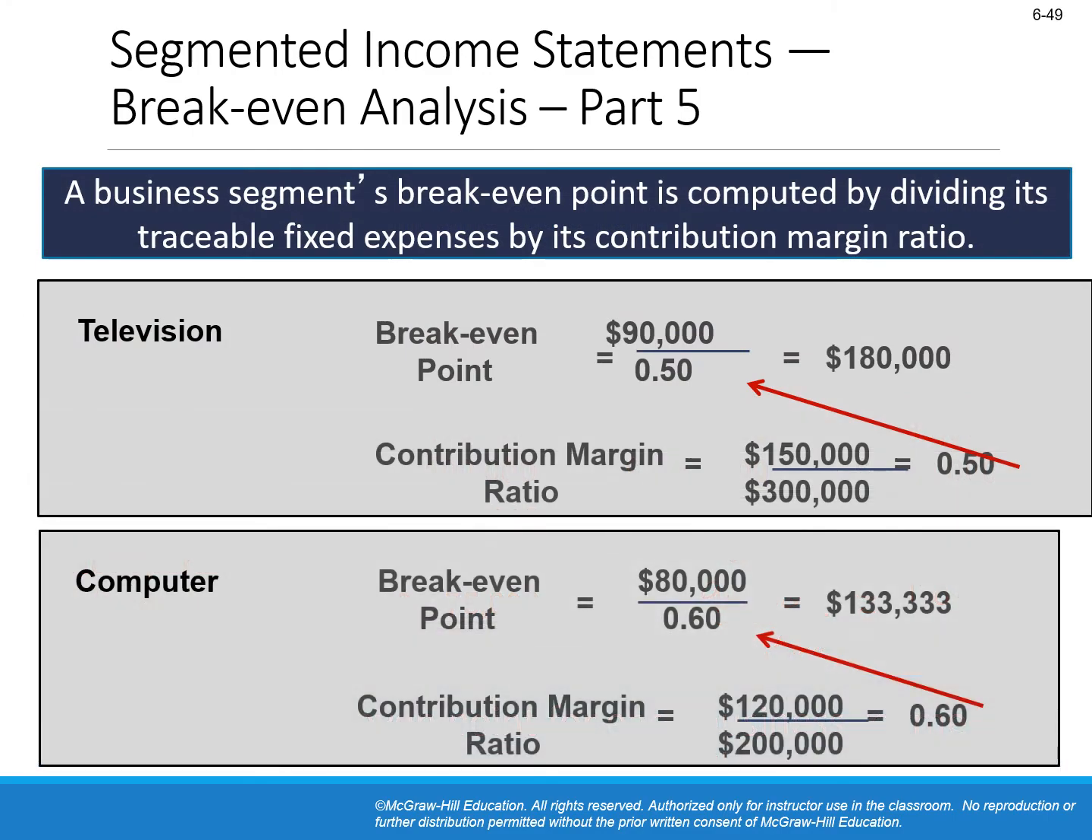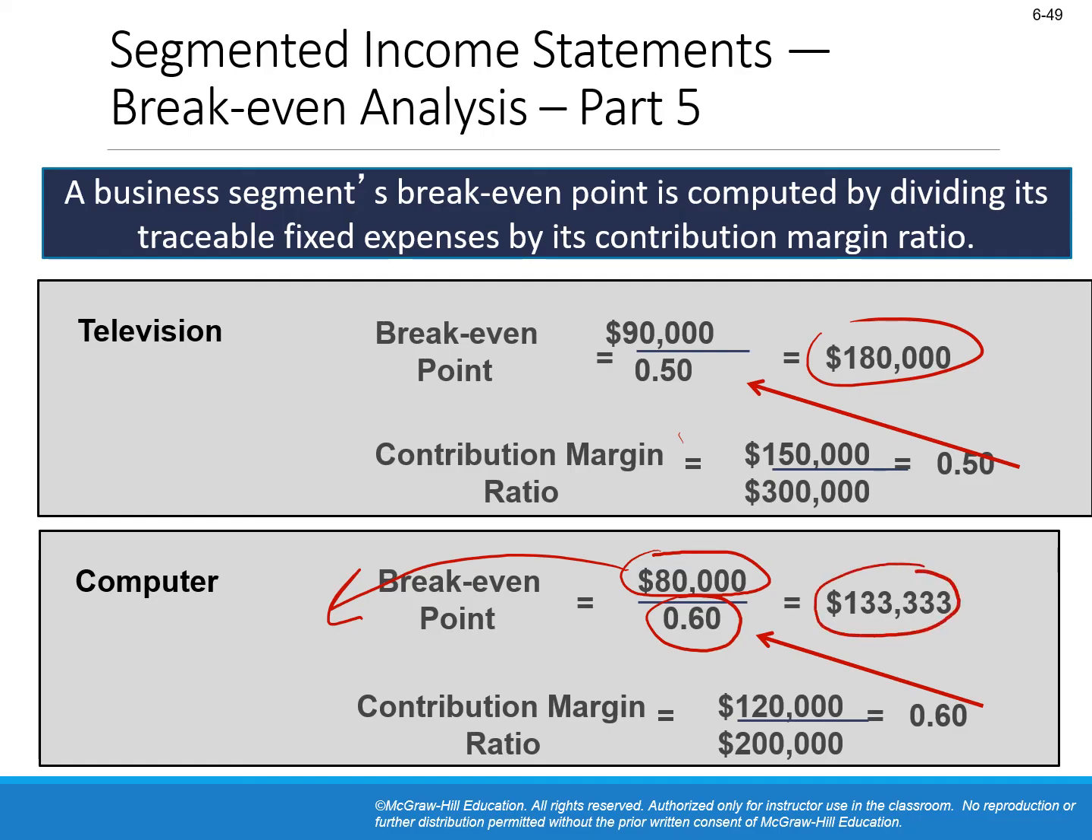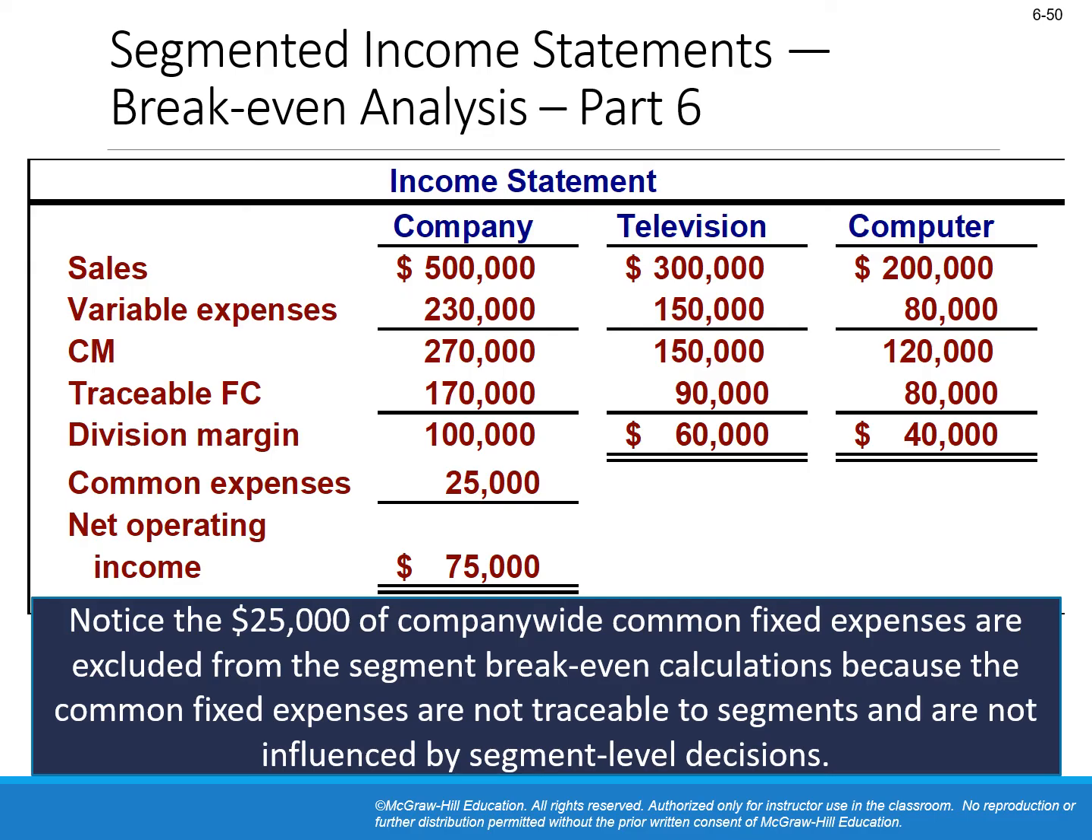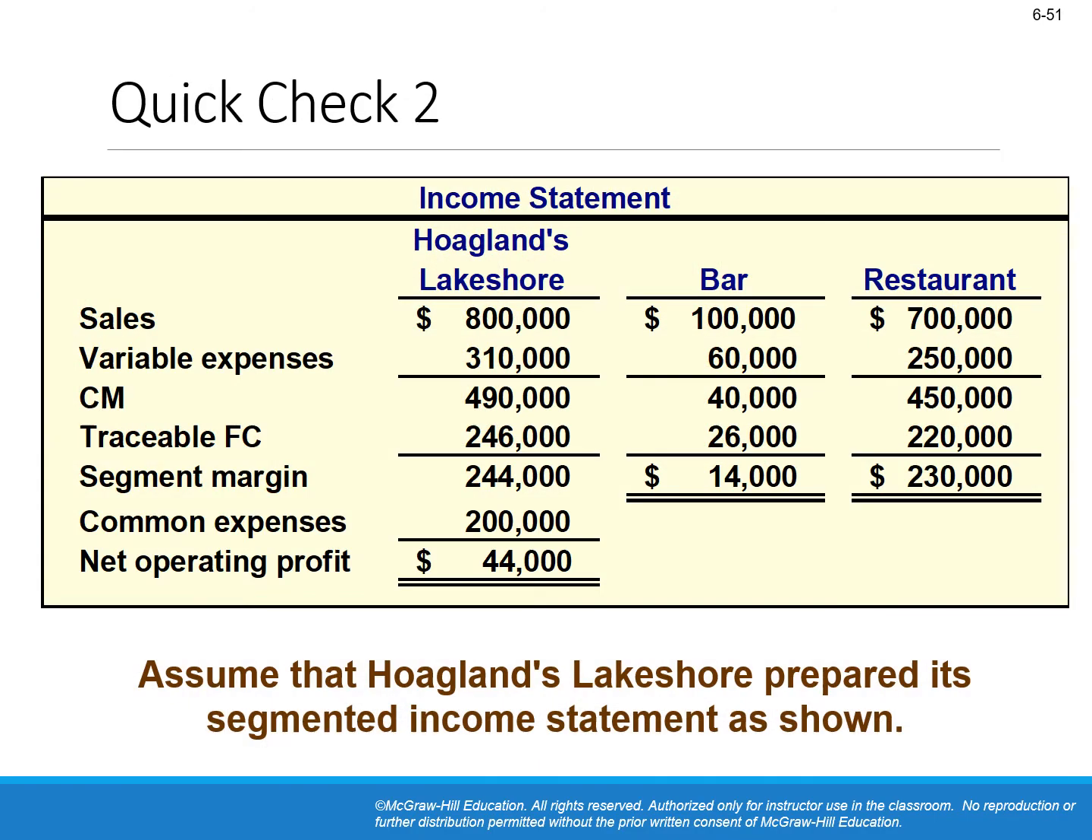Exactly, this is for the television, 90 divided by 0.5, and 80, which is the traceable fixed cost for the computer division, divided by the CM ratio of the computer division. So this is what you need to sell in order to break even in the computers division, and this is what you need to sell to break even in the television division. Okay, I think this is the vast majority of the chapter. We're almost done. Yeah, this is another example just to make sure that we got the idea.